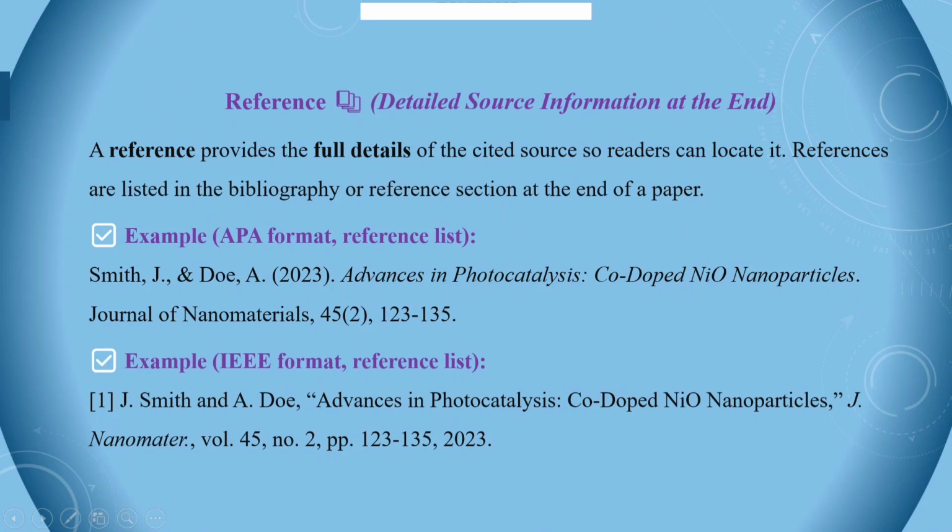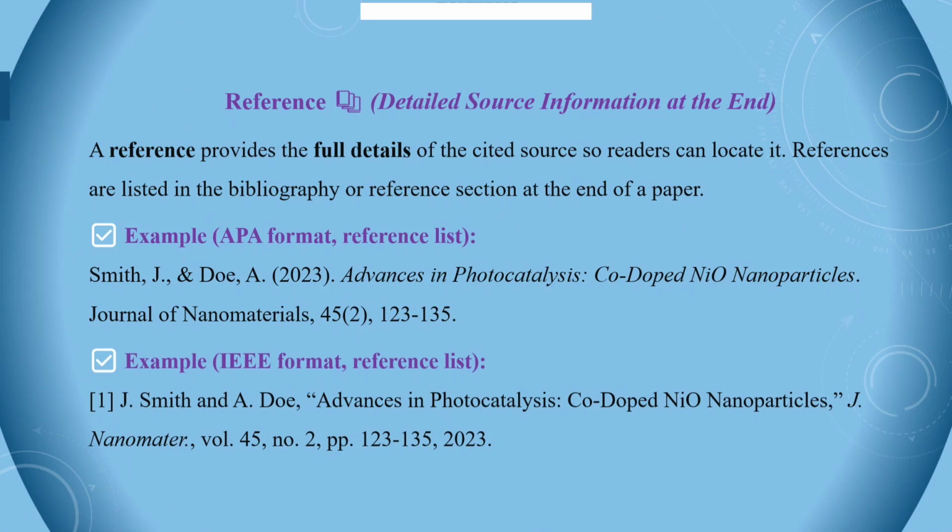J. Smith, we write like this, and the second author's name with the year, and then we write the title of that paper, and then the name of the journal, along with the volume number, and in parentheses we write the issue of that volume, and then, of course, at the end, we write the page numbers, from page 123 to 135.